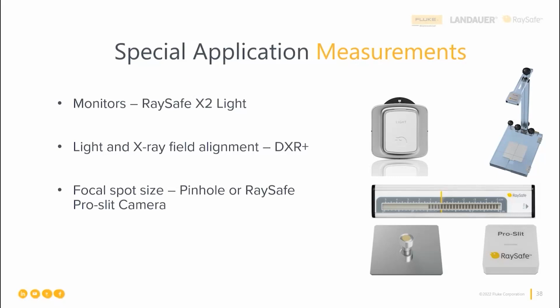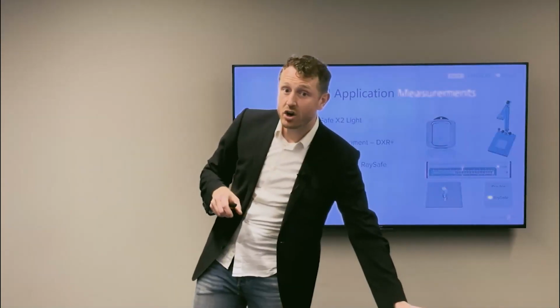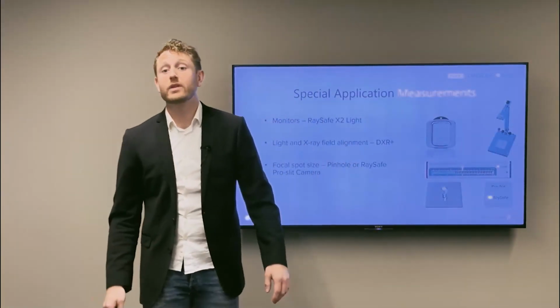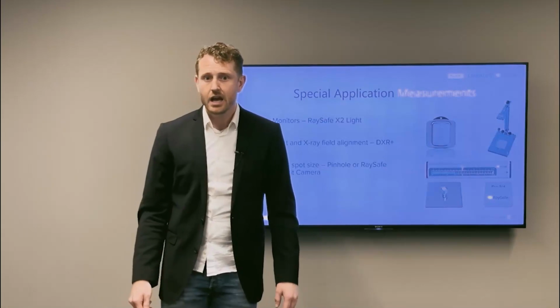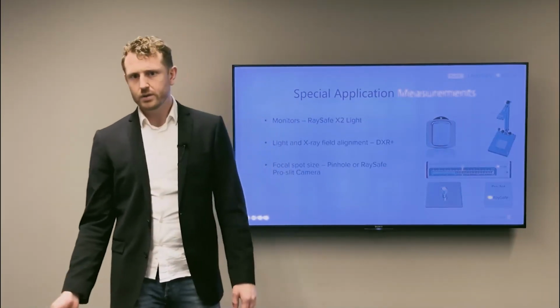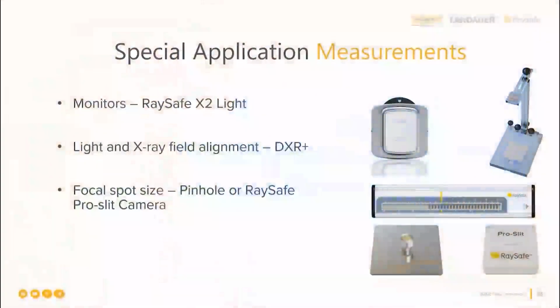We have, of course, other products in the RaySafe portfolio that can help you conduct full-scale QA measurements. The X2 light sensor is for checking the monitors showing the X-ray image, making sure they have the right luminance. DXR is our ruler that can help you with the light X-ray field alignment. We also have different types of pinholes and slits for checking the focal spots on the X-ray machine.